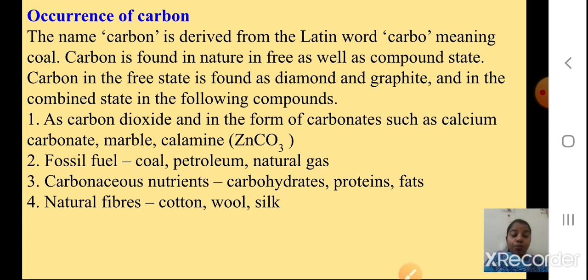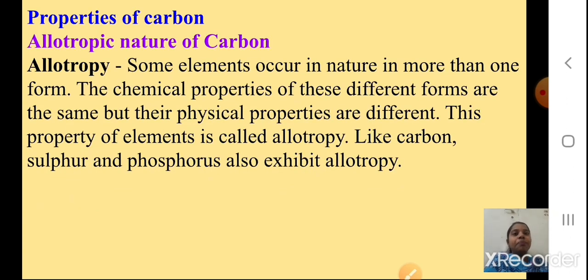Okay, I hope till here it's clear. Should we proceed further? This is all the introduction part. Now we will come to the main part, that is the properties of carbon.